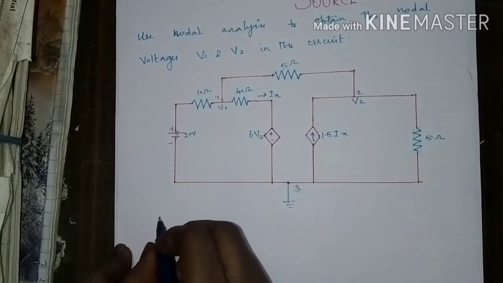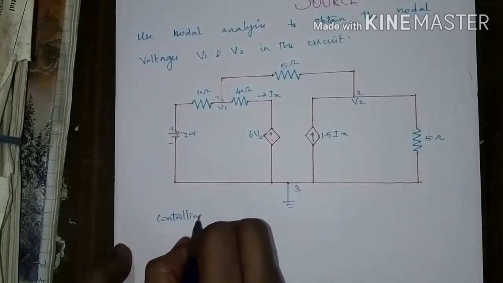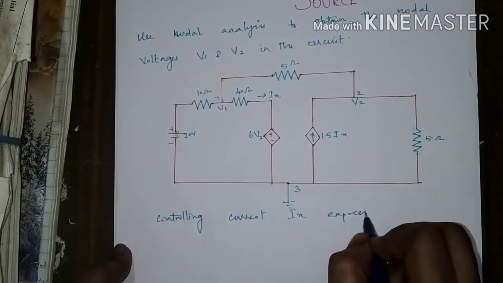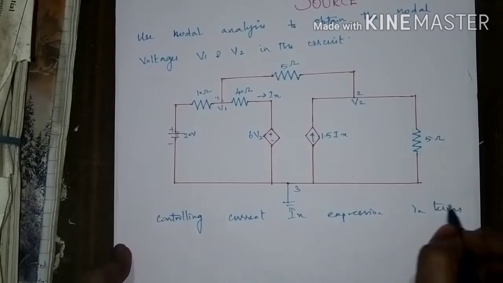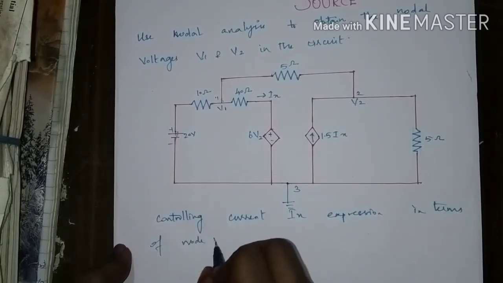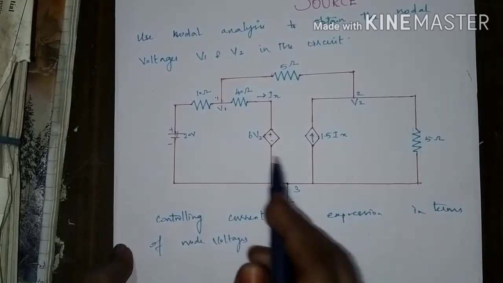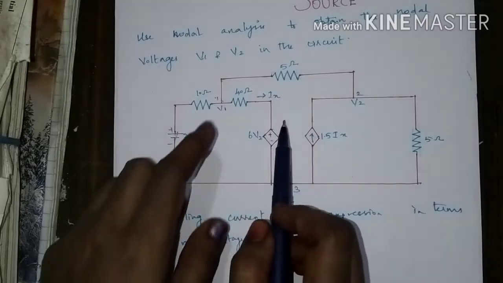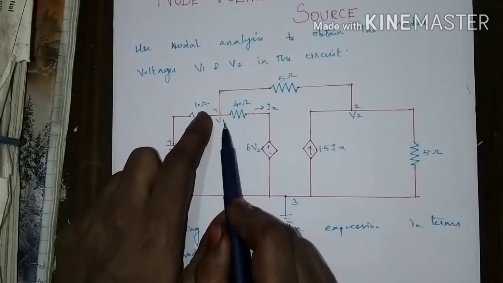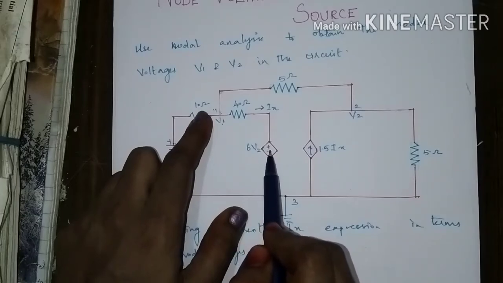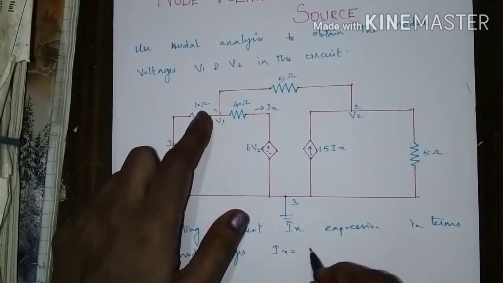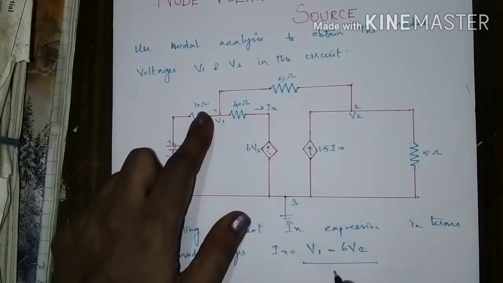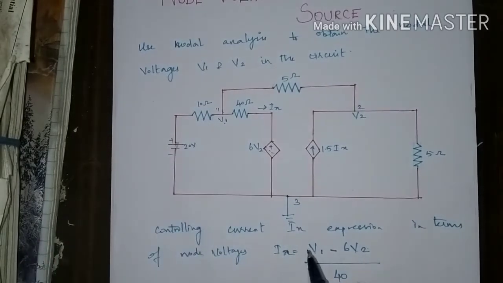First, we have to write the controlling current Ix expression in terms of node voltages, where Ix is the current flowing through this 40 ohms. The current can be given by voltage by the resistance. The voltage across this 40 ohms is V1 minus 6 times V2. So Ix can be given by V1 minus 6 times V2 divided by the resistance 40. So the controlling current has been expressed as this equation.